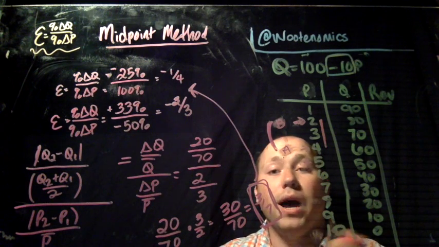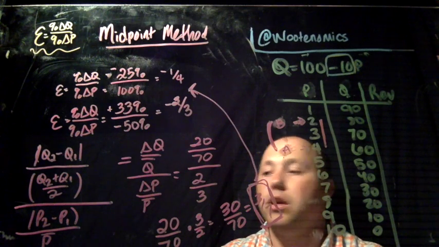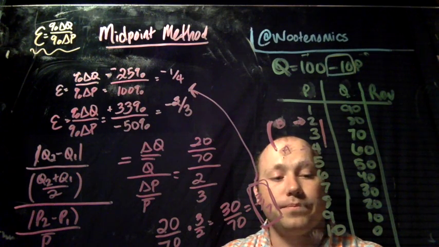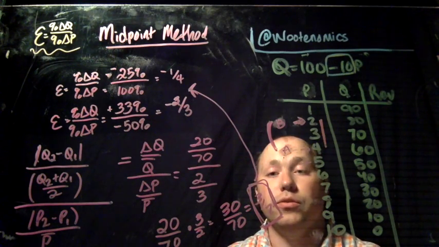But understanding why we want to use the midpoint method is important when we're looking over a range of values rather than a particular point. So let's now move on to how elasticity and revenue are related.